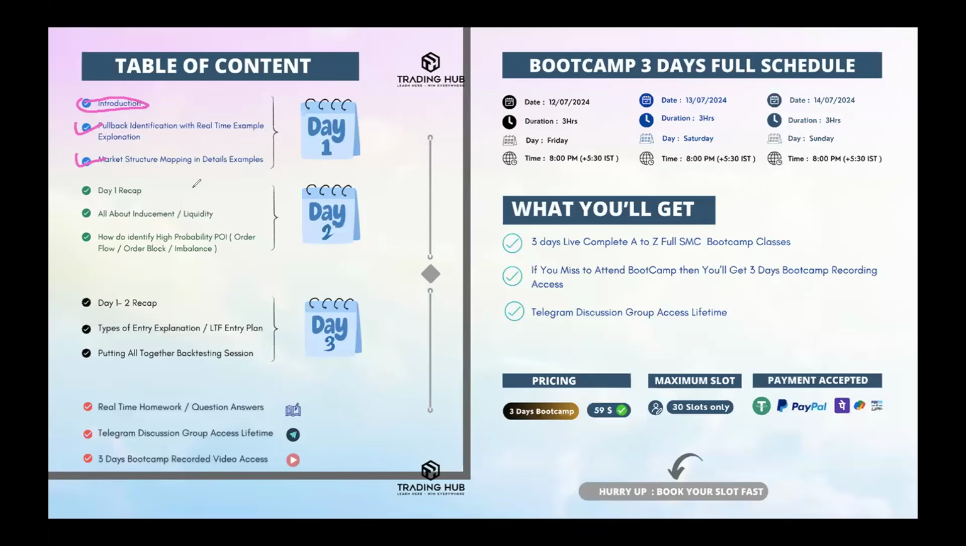After that, on day two, the day one recap. Sometimes, if anybody is unable to join day one, they can join day two and get a complete day one recap summary in the next 20 to 25 minutes. After that, we are going to discuss inducement and liquidity. The next topic is identification of order flow, order block, POI, the imbalance, everything, all about the POI, the price of interest, a specific area where we look for buys and sells from a higher time frame to a lower time frame.